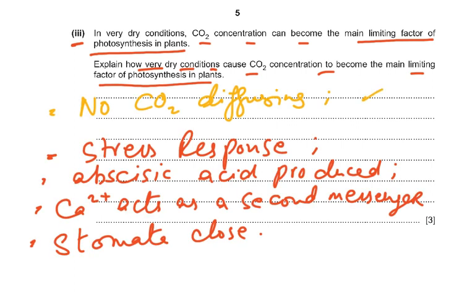So you had to give me this point. This was the essential mark scheme point: no carbon dioxide diffusing, because it says very dry conditions, which becomes the main limiting factor. So why can't carbon dioxide enter? No carbon dioxide diffusing. But then for the explanations, you could have given me any two out of these. You could have said stomata closed because abscisic acid is released, or because of the stress response. It's a stress hormone produced when the plant is undergoing drought conditions.